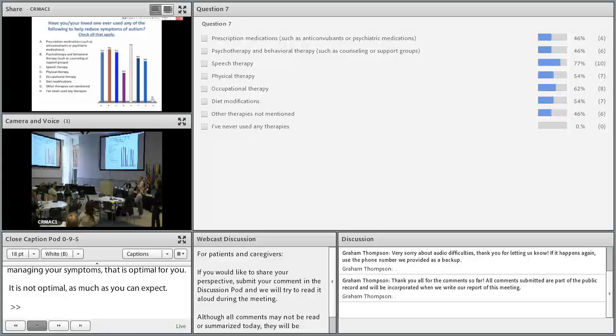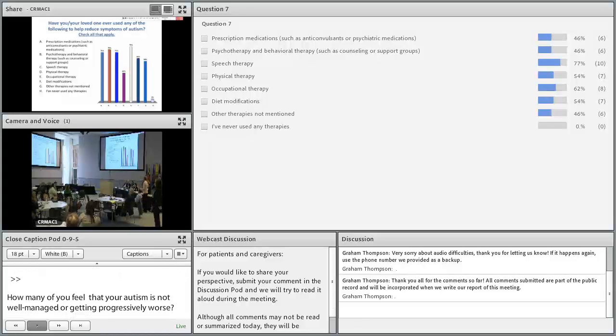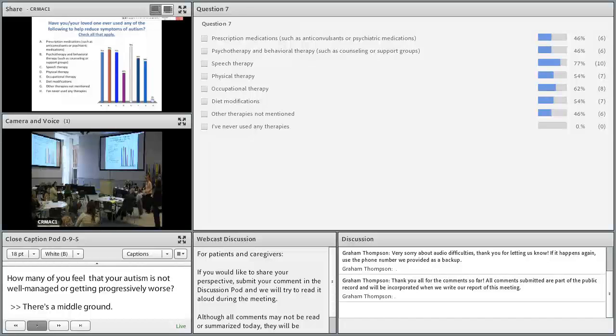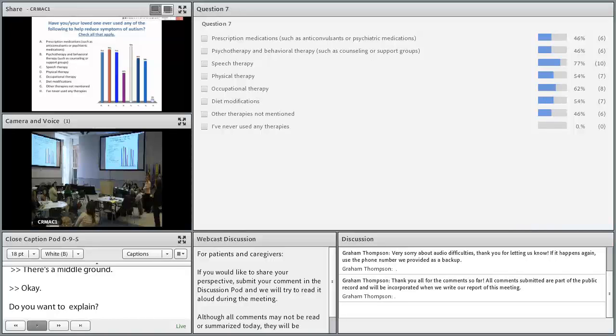So can I ask the flip question? How many of you feel that your autism or your child's autism is not well managed or getting progressively worse? Okay, so there's a middle. Yep. You want to explain the thinking? So, as I was saying earlier, some of the treatments that my son has had have been very positive. There's a lot more I wish I could do, and so I'm in the middle.